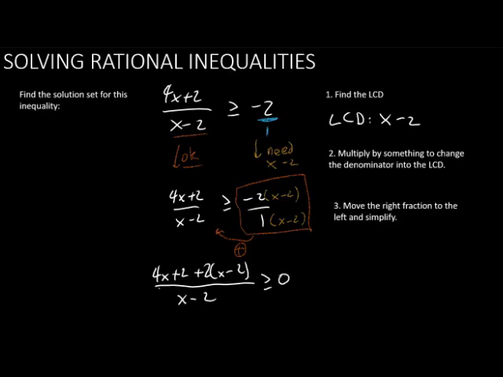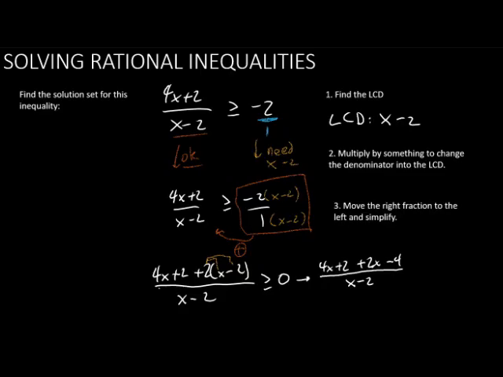Now we'll take that 2 outside of those parentheses and multiply it by x and negative 2. We'll still have 4x plus 2 at the beginning, and now 2 times x is 2x, and 2 times negative 2 is negative 4. This will still all be over x minus 2.